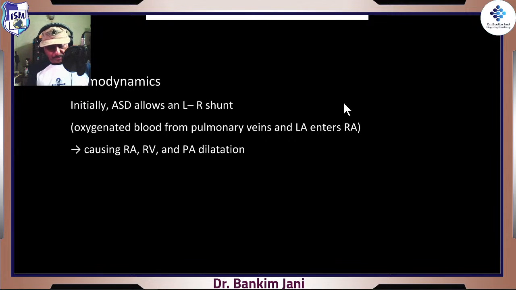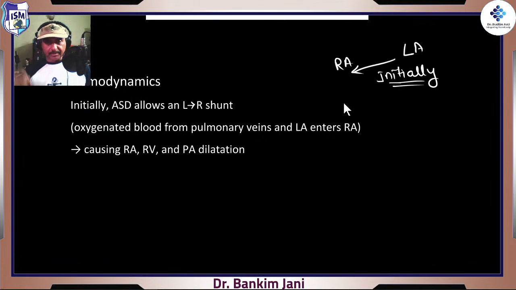So as we saw, initially ASD allows a left to right shunt. Why are we saying initially, right? Because when we say left atrium, right atrium, this is a left to right shunt. Well, this is okay, but actually it is only initially, because the body keeps on adjusting things, right?